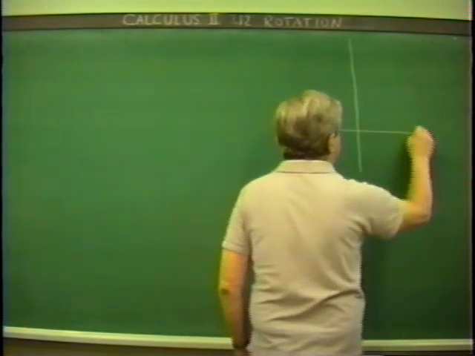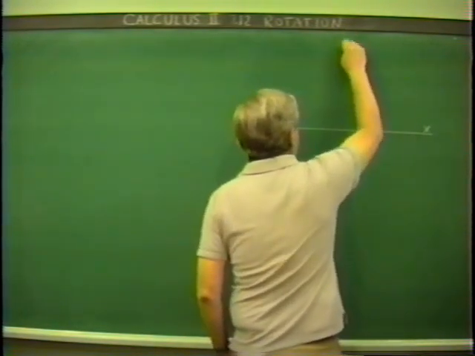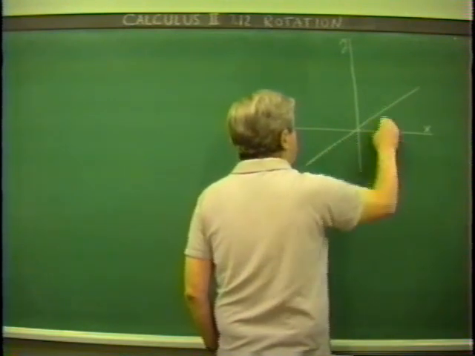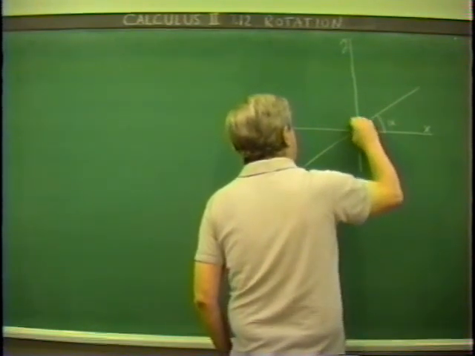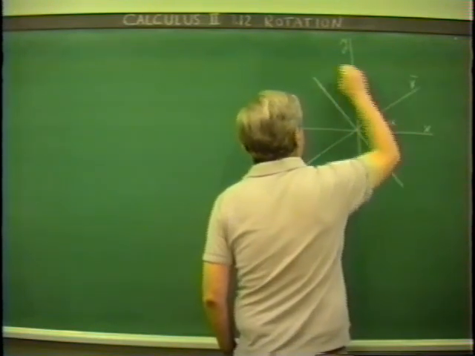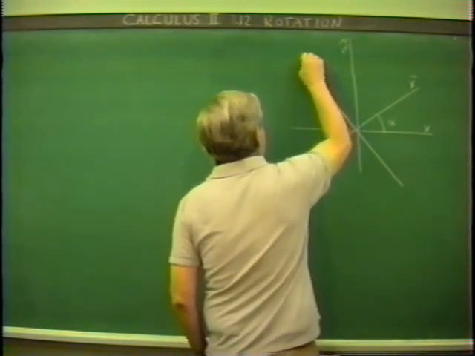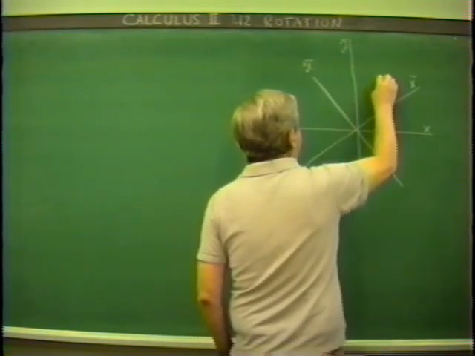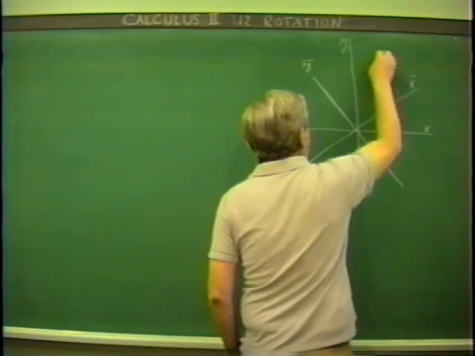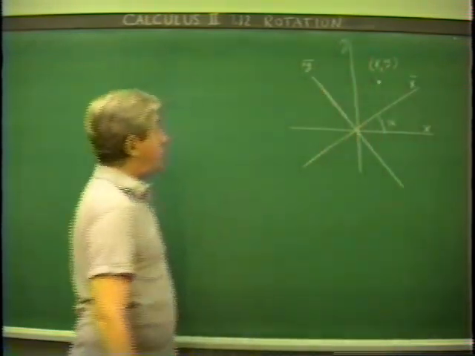We want to now take a look at what happens if you write things with respect to a new coordinate system which has been rotated. For that purpose, let's let this be the xy coordinate system, and let's consider rotating this through an angle alpha here to form a new coordinate system, the x bar, y bar coordinate system.